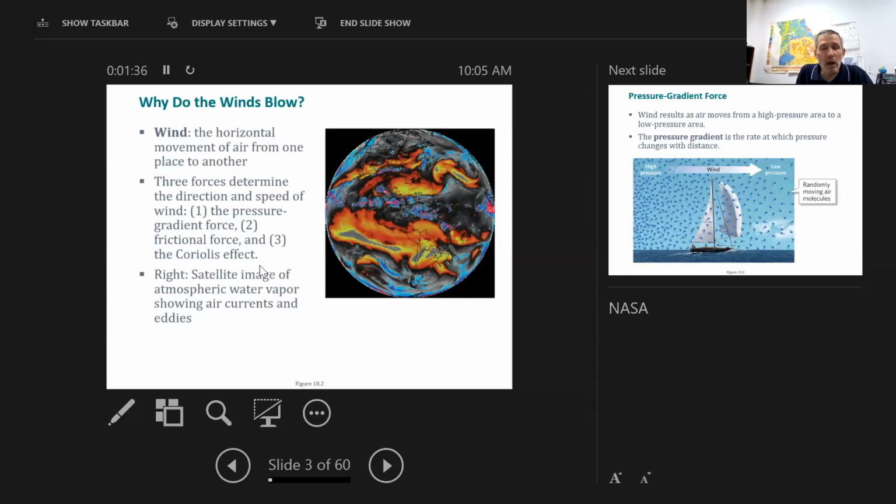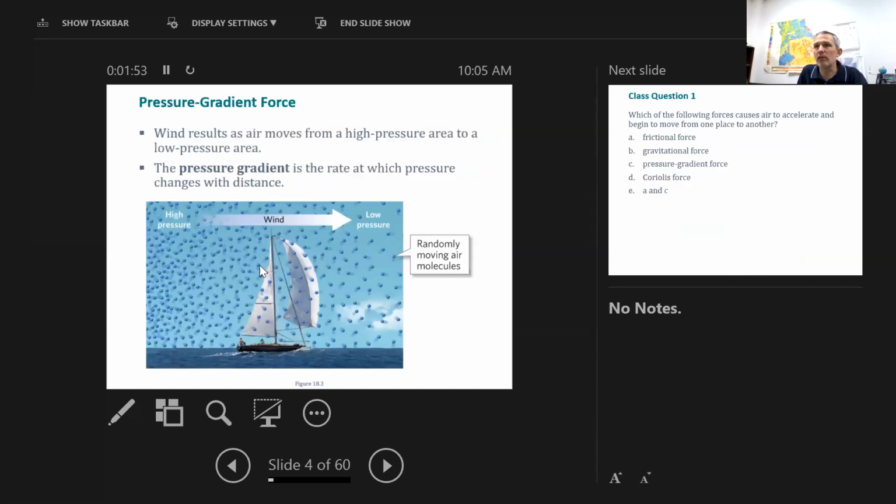Wind will develop as air is moving from high pressure to low pressure. And so we call the horizontal movement of air wind. Air moving up is called updrafts, air moving down is called downdrafts. And so when you start looking at this image here, we can clearly see we have an area of high pressure and an area of low pressure. And so the air is moving from the high to the low.